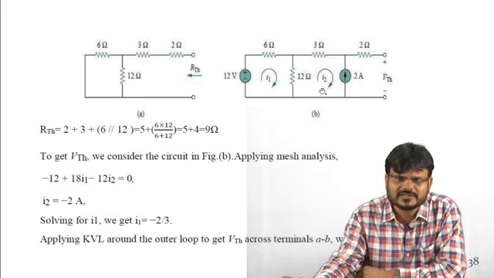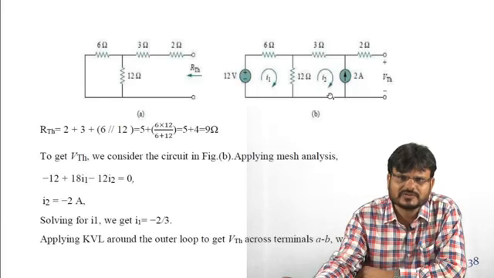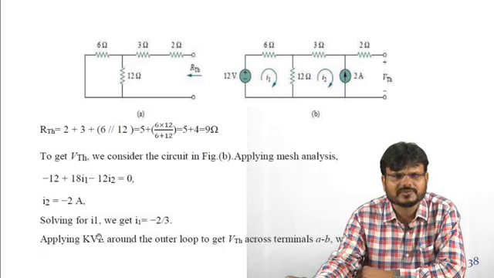Here you can notice this loop current I2 is equal to 2 ampere, but the direction of this I2 and the 2 ampere source is opposite. So you can say this loop current I2 is equal to minus 2 ampere. Just put the value of I2 in this equation, and then you can easily find the current I1. After solving, you will get I1 equal to minus 2 by 3.